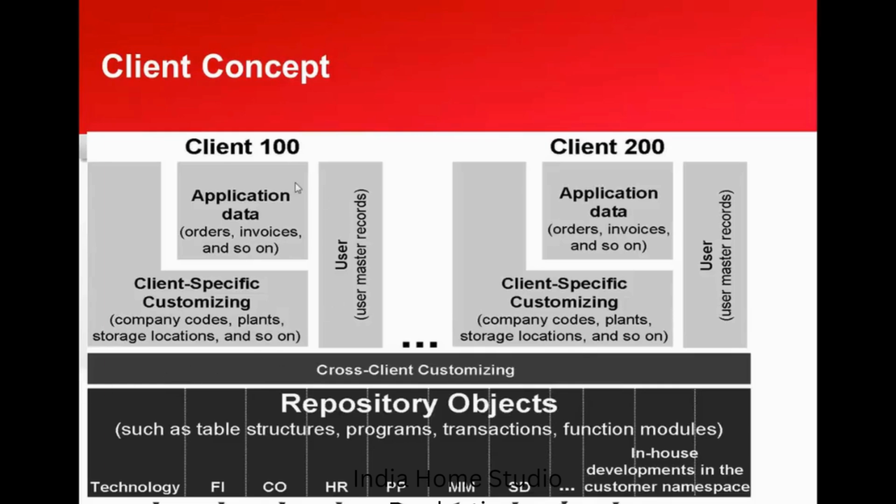But at the top, what you are seeing is a particular client which has its own users, its own user master records, its own authorization concept, and its own application data, for example orders, invoices and so on. It also has its own client-specific customizing, for example company codes, plants, storage locations and so on. The same thing goes for client 200, it has its own set of this data.